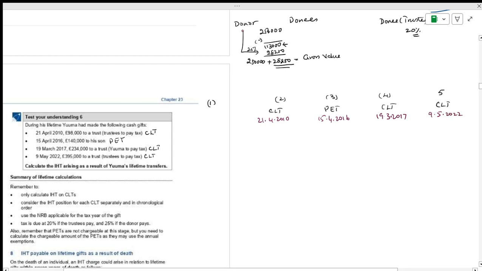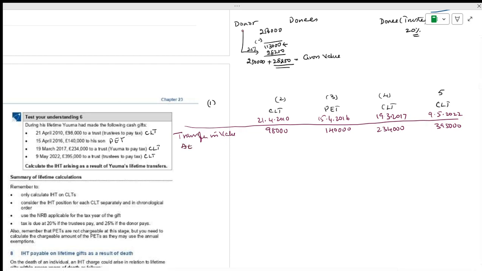Transfer of value is how much? 98,000, 140,000, 234,000, 395,000. Next, first what you have to do? Annual exempt amount, current and previous, if applicable.